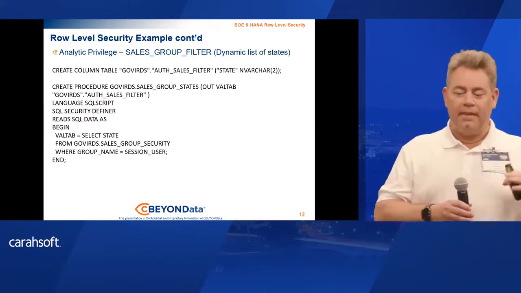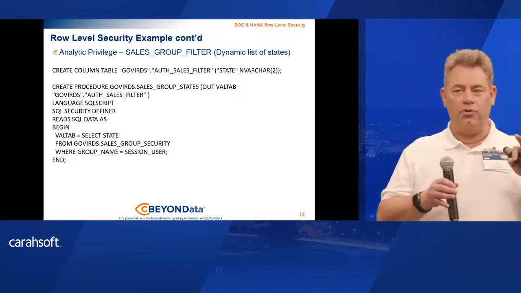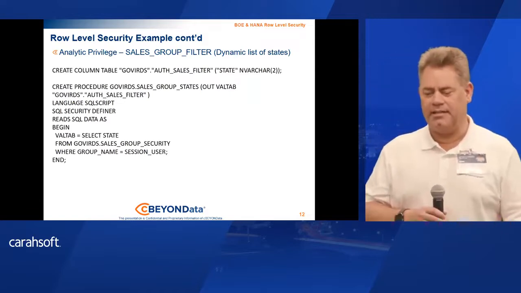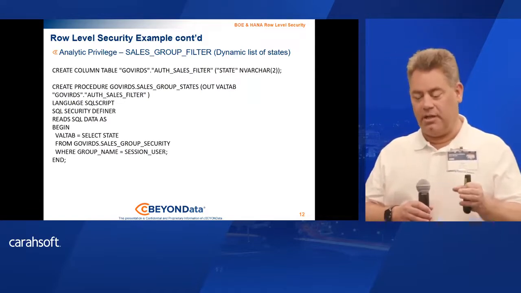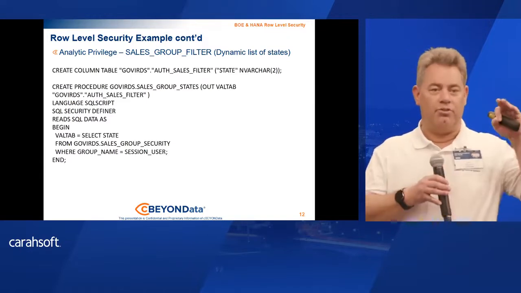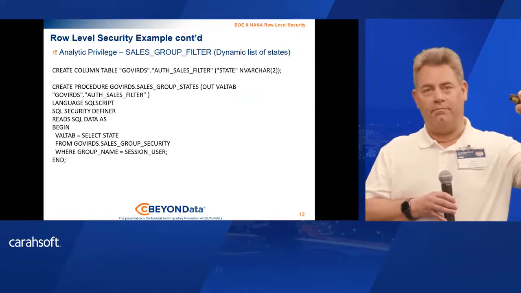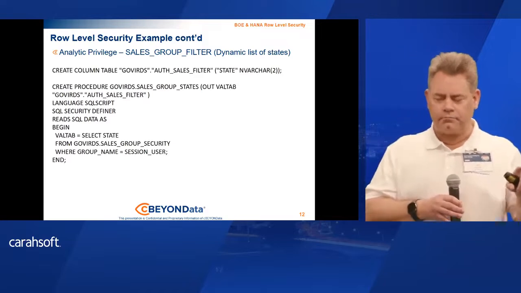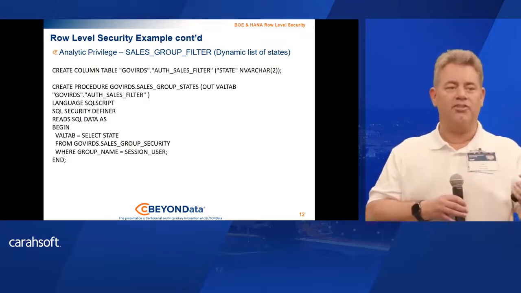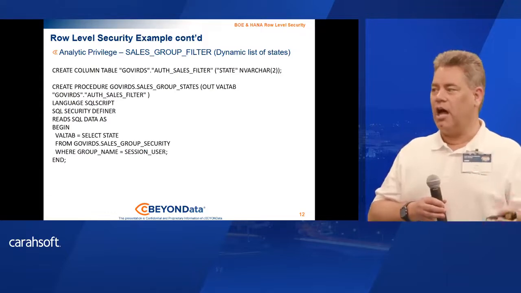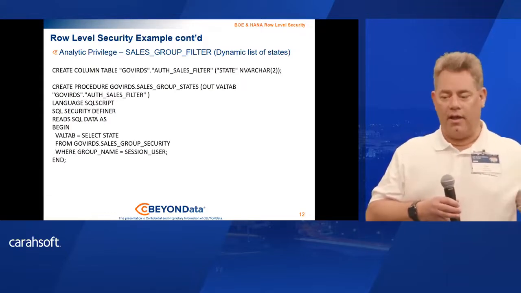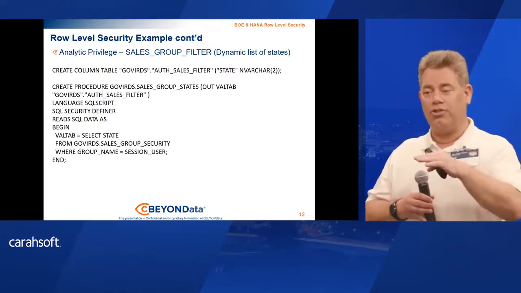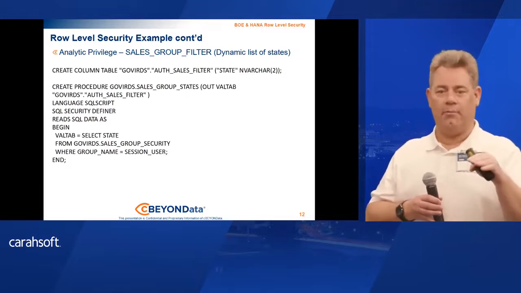The next step is I can create a small procedure that goes out and looks at who I am. If you look at the bottom, you can read the SQL here: select state from GovERDS, which is just a schema name, sales group security table. That was our table of sales group names and the list of states they could see. And here we say where group name is equal to session user. All session user returns is the currently logged in user within HANA. So if I'm logging into the database as SE sales group behind the scenes, it should return the 4 states associated with that sales group from that table, okay?